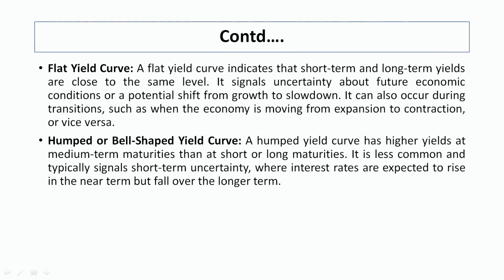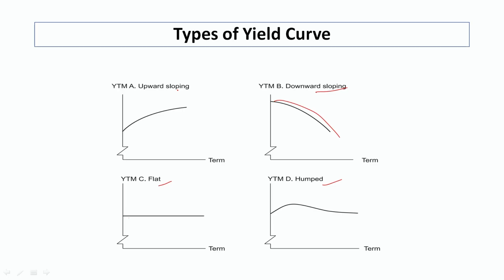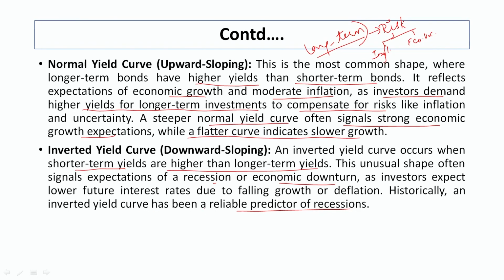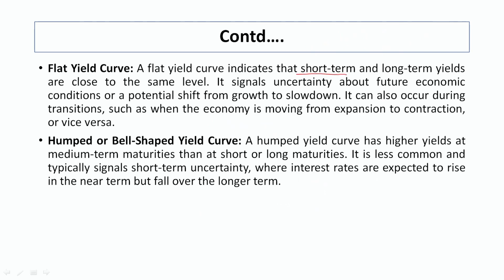Next one is the flat yield curve. Just look at the flat yield curve, it is a straight line. So, a flat yield curve indicates short term and long term yields are close to the same level. It signals uncertainty about future economic conditions or a potential shift from growth to slowdown. It can also occur during transitions, such as when the economy is moving from expansion to contraction or vice versa. So, this situation occurs when there is a tandem between short term and long term yield levels, and in that situation we can see the flat yield curve.